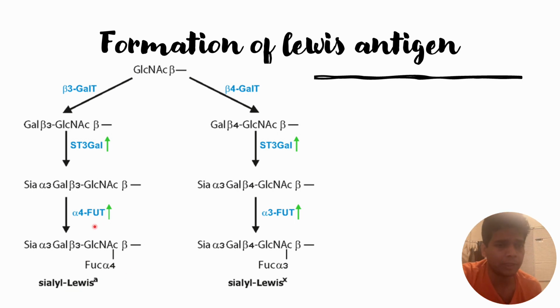And as I have already mentioned, these sialyl Lewis A structures are formed by the presence of enzyme FUT3, whereas Lewis X structures are formed by the enzymes FUT3 and FUT7, and this is formed by FUT4. Lewis A is formed by FUT4, and Lewis X structure is formed by FUT3 and FUT7.